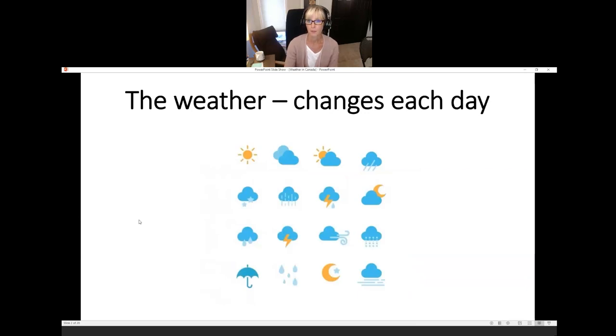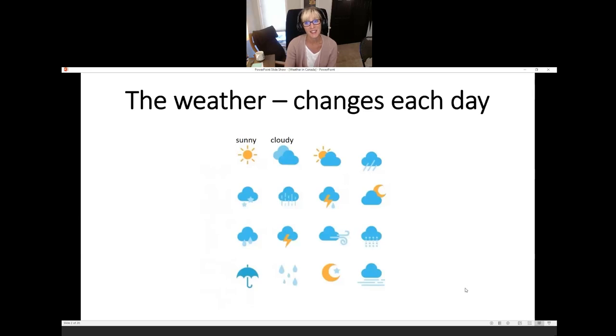The weather. When we talk about weather, we talk about the changes each day. So, yesterday was cloudy. The day before that was sunny and windy. Every day the weather changes. So just to help us remember the different kinds of weather that we see around the world: sunny. Today it is not very sunny.